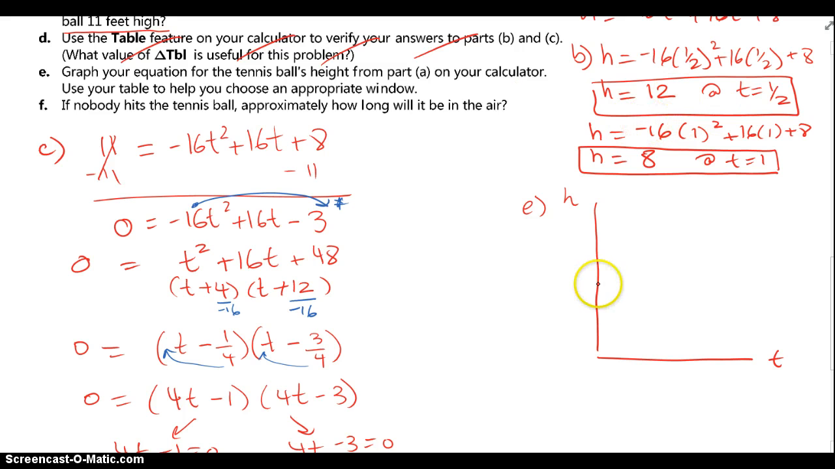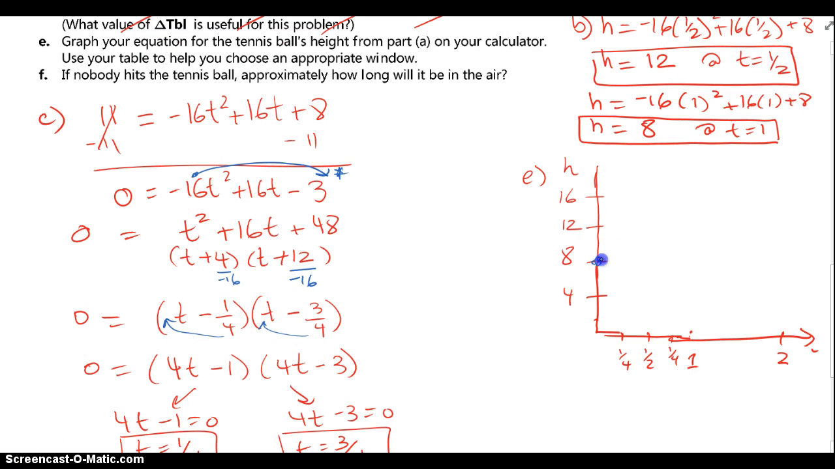We know that it started at 8 feet above the ground. Again, I'm doing a rough sketch. We know that it went up as high as 12 feet. And we had 1 second, let's say. So I'm just doing a rough sketch. Let me do the label.